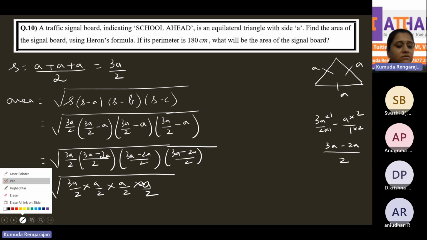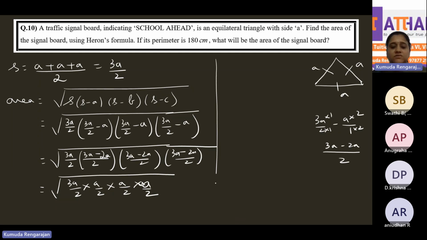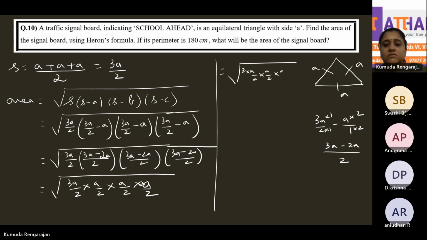One minute. I'll just write it like this for you. It's equal to square root of, can you see 3, then a by 2, can you write it like this 4 times? What is 3a by 2? 3 into a by 2, right? What is 3a by 2? 3 into a by 2.